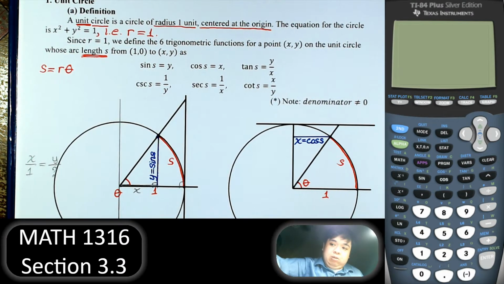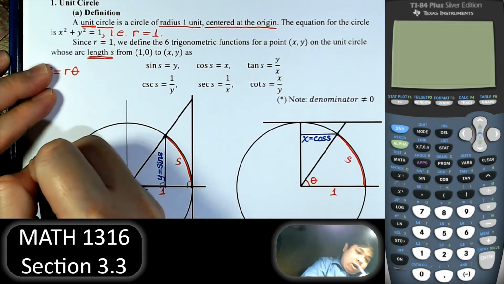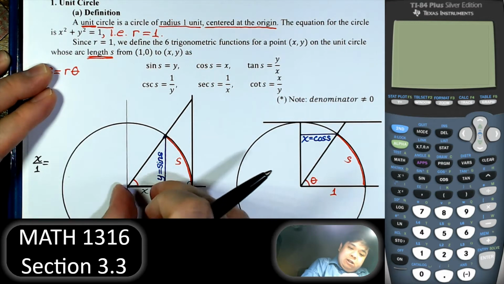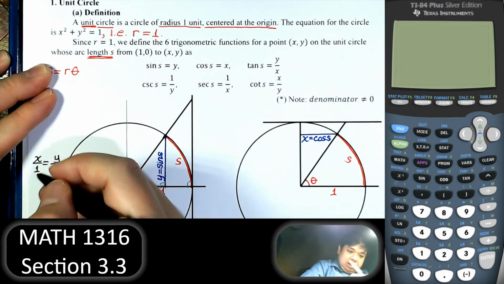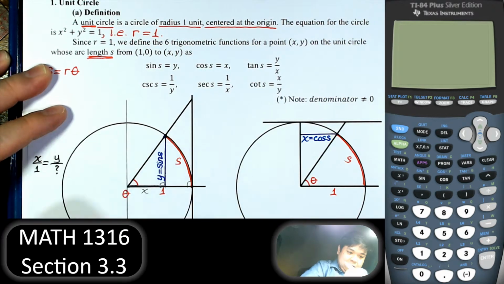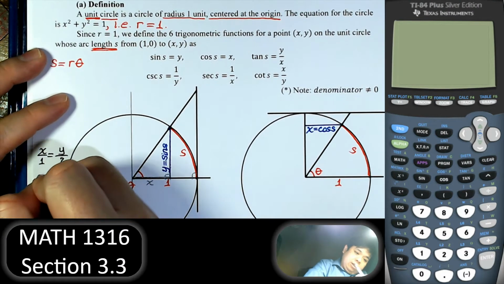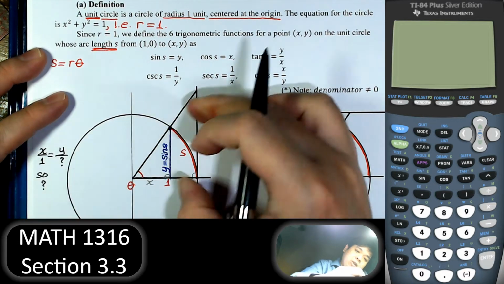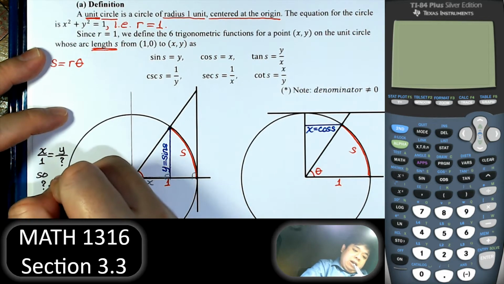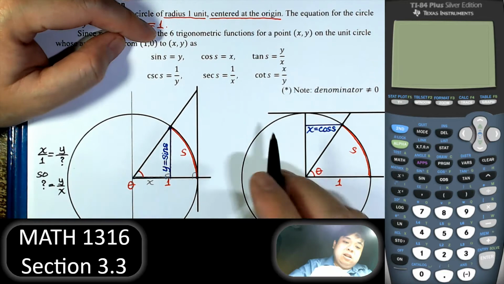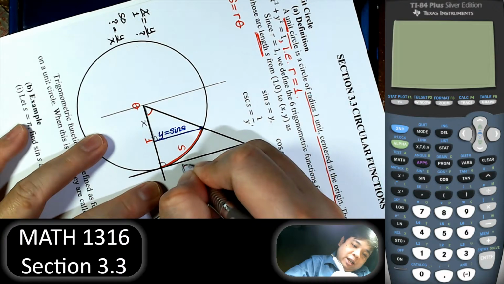The similar triangle. Let me write so it's easy to see. X over 1 is equal to y over whatever that is. Now if we want to solve for the question mark, whatever this length is equal to y divided by x. And what is y divided by x? That is tangent. So this is tangent.